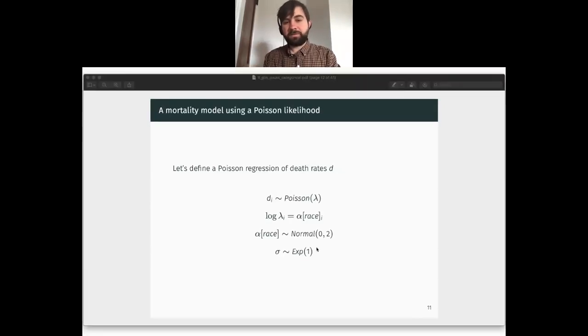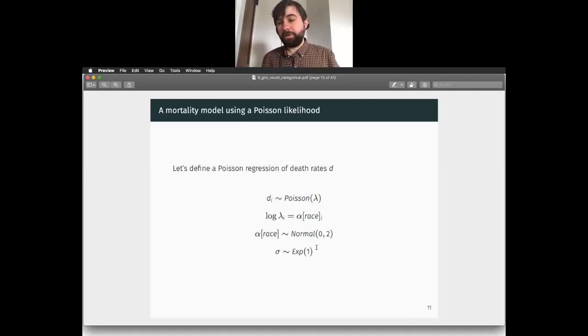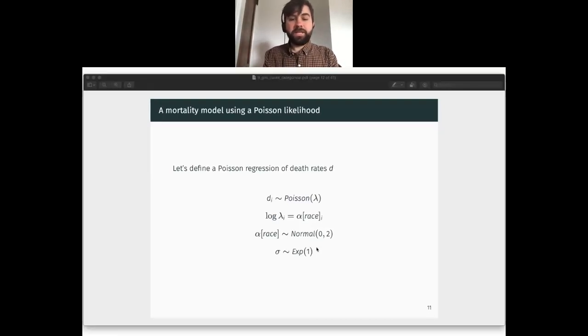E to the minus 4 is 0.018 deaths. E to the 4 is 54 deaths. So we have priors that basically include 0 and go up to 55, right? So those are pretty vague, and that's going to capture just about all U.S. counties. We could go vaguer if we wished, right? A normal 0, 4 would allow us to have more mass close to 0 and as many as 3,000 deaths in a county, right?